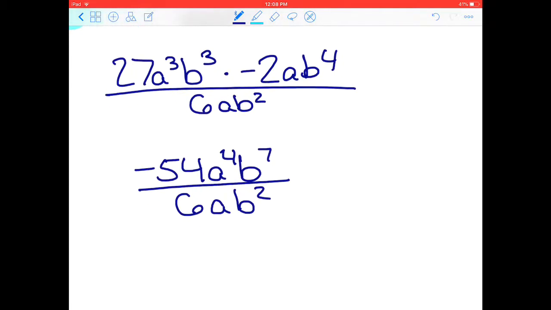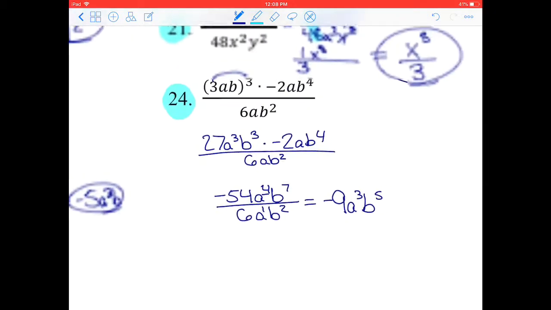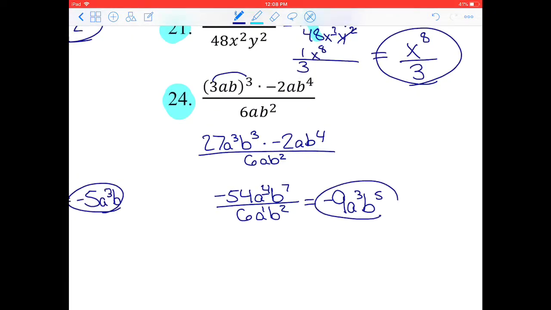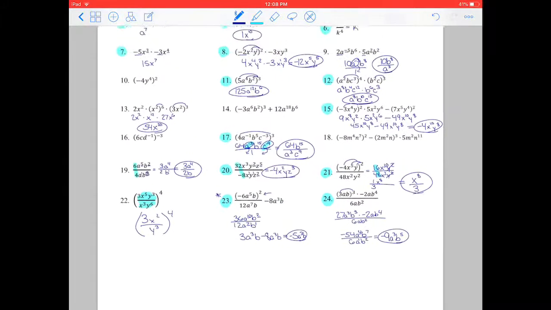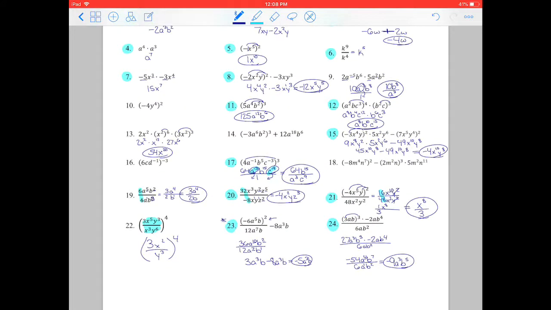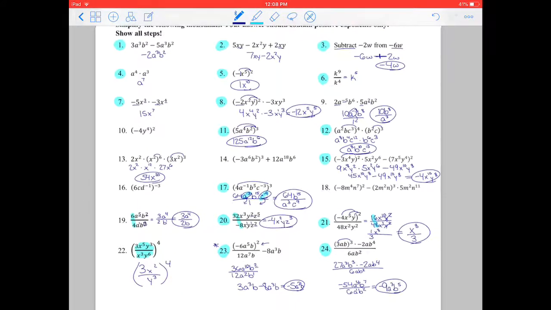Okay, so -54 divided by 6 is -9. A, we have 4 minus 1 is 3. And B, 7 minus 2 is 5. Was that it? Yeah, that was it. All right, final answer. All right, so I've done everything in blue.